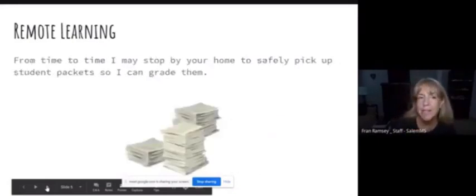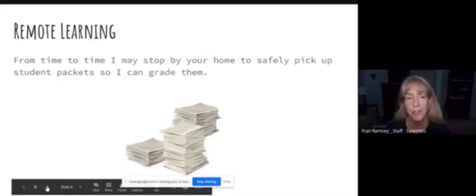From time to time, I might stop by your home to safely pick up student packets, because the students have paper packets that they're working in in order to avoid too much screen time. I'll have to pick up the paper packets so that I can give them a grade on the work that they've done at home. I will try to email you and work out a time that's convenient for you, or I might call you on the phone number that you have listed in the system. If for some reason I can't get in touch with you, I will just ask the student during the meeting if they could clear it with you and make sure it's a good day, convenient for you to get that done. It won't happen very often. This might be every 3 weeks or so.